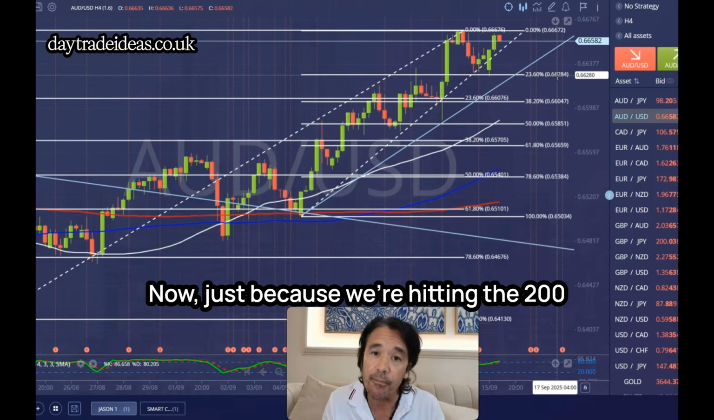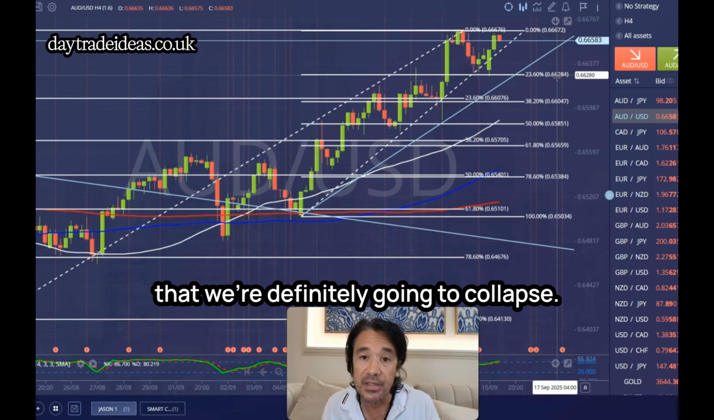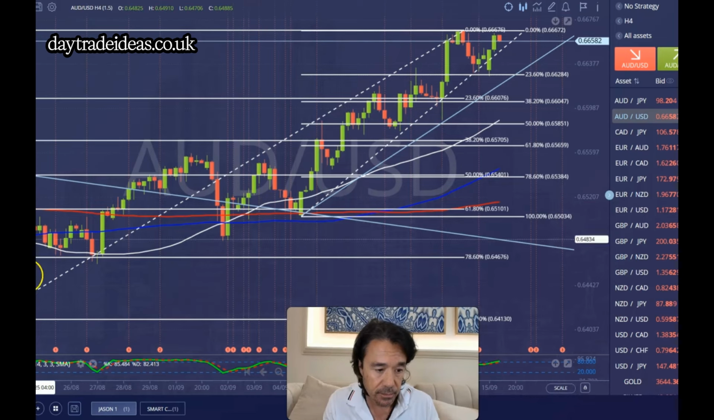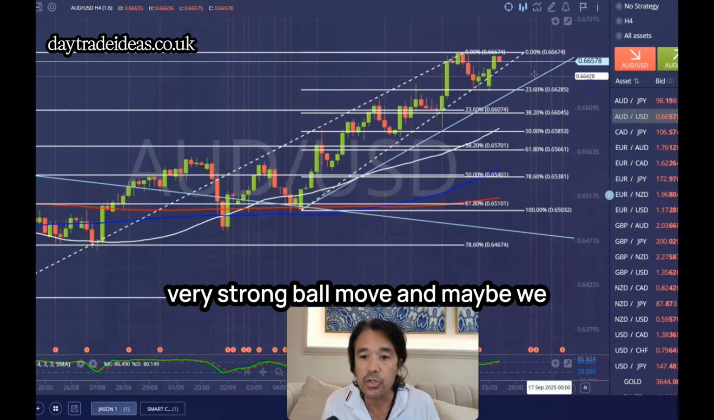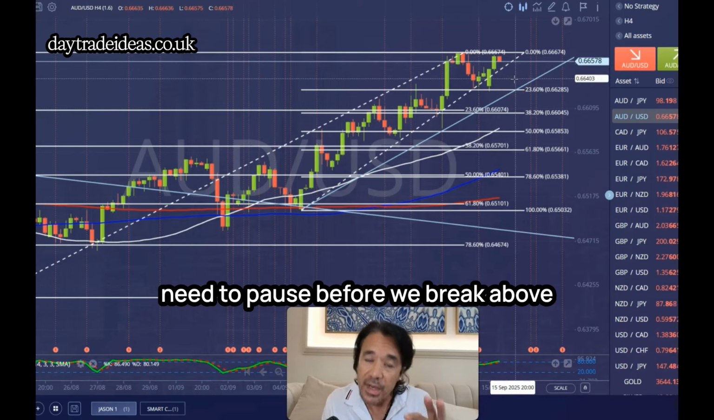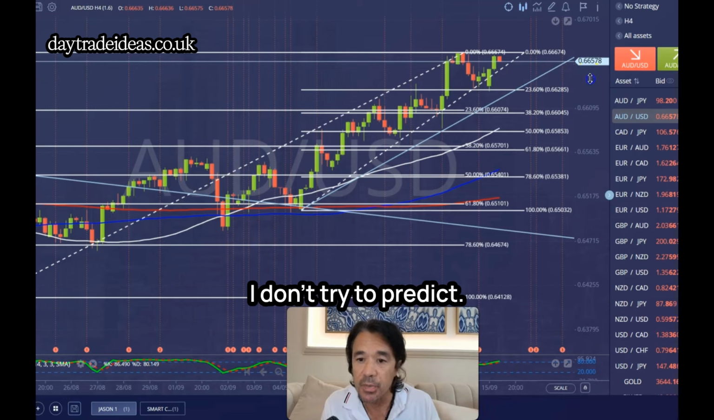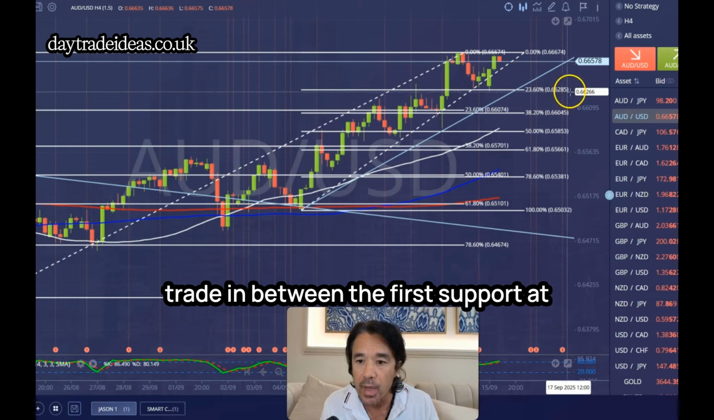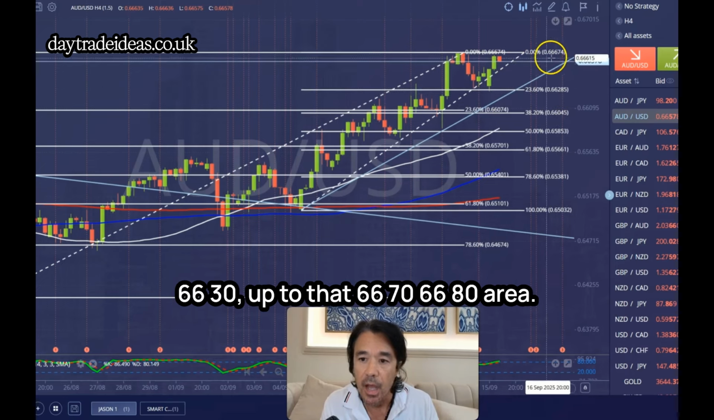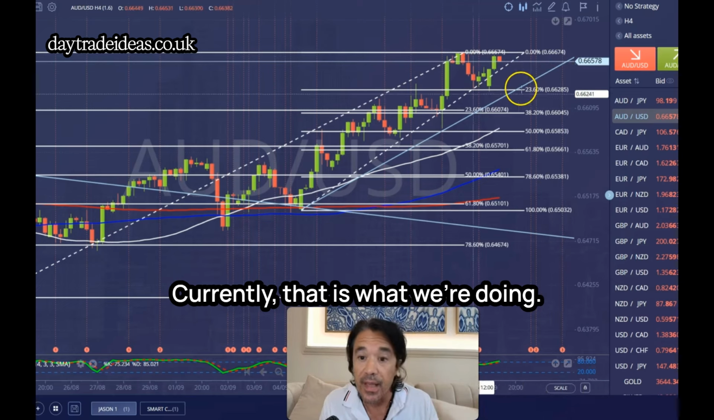Now, just because we're hitting the 200-week moving average does not mean that we're definitely going to collapse. It's more likely we'll just consolidate around the highs, consolidate that very strong bull move, and maybe we need to pause before we break above the 200-week moving average. Anyway, I'm just guessing. I don't try to predict. Nobody knows what will happen. But it could be a scenario where we range trade in between the first support at 66.30 up to that 66.70, 66.80 area. Currently, that is what we're doing.